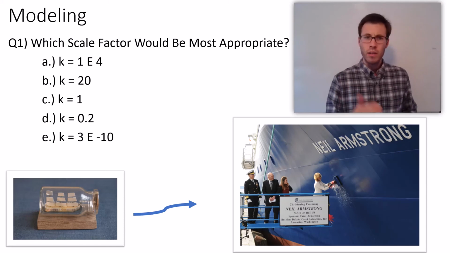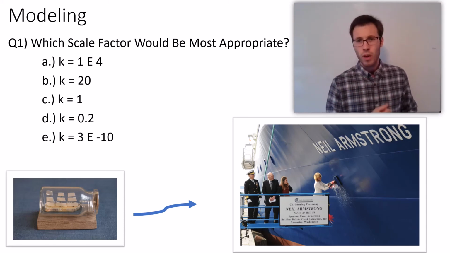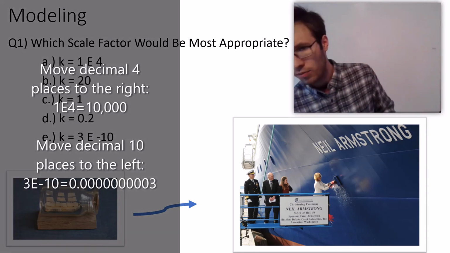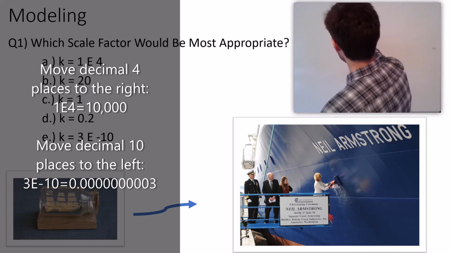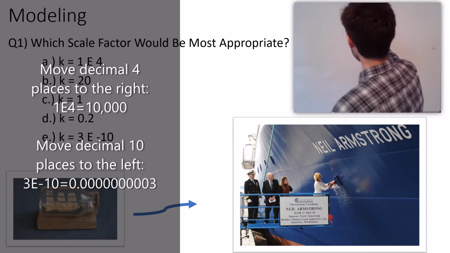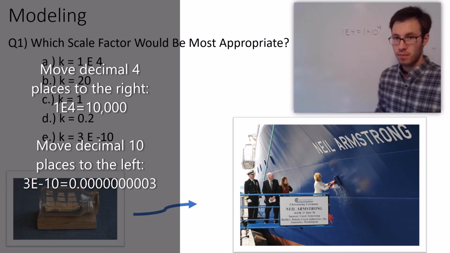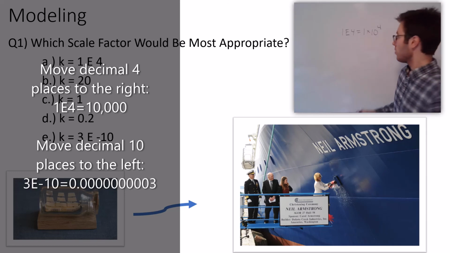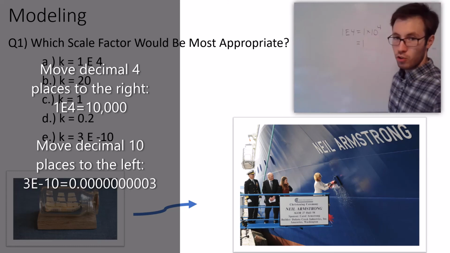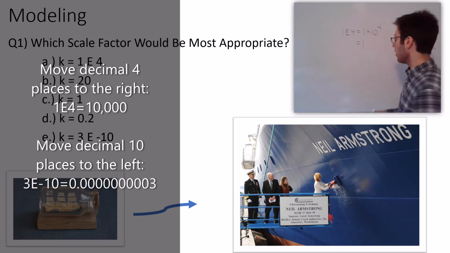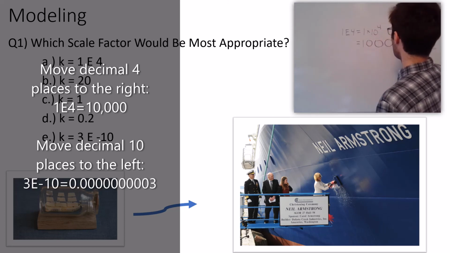Does anyone know? If you've never seen that notation for k, let's say k was 1e to the fourth. It's very common to use that. 1e to the fourth stands for 1 times 10 to the 4th power. That number just tells you how many zeros you have. So when I say it's 1e to the 4th, that tells me how many zeros I have. I would count 1, 2, 3, 4 zeros.